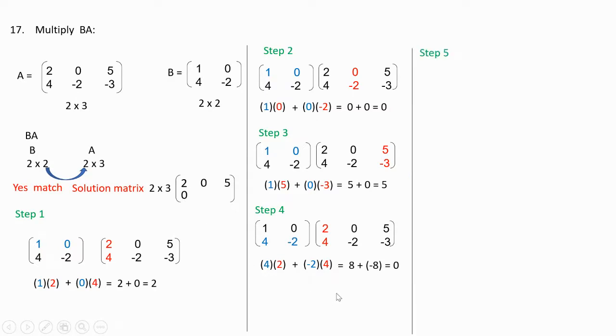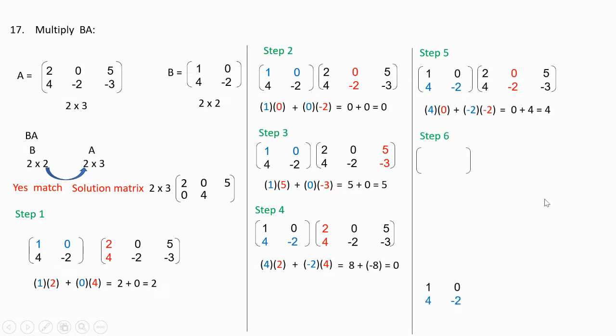Now comes step 5. So I'm going to multiply again the second row times the second column, which is in red. So 4 times 0 plus negative 2 times negative 2. So the answer will be 0 plus 4. The answer is 4. And it goes on the second row, second column.